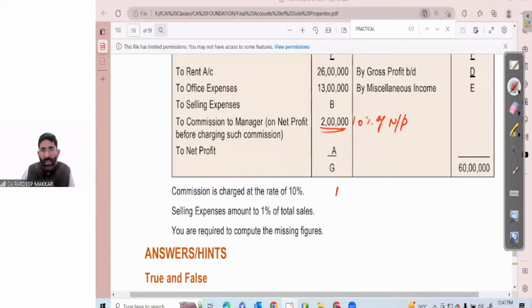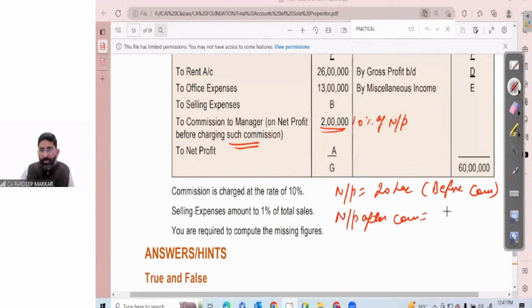So how much will be the NP beta? NP is equal to 20 lakhs. This NP is before commission, because he has already mentioned this is before such commission. If it is after charging such commission, then we have to make 110 by 10. So how much will be the NP after commission? That is 18 lakhs, because we will have to deduct this commission from it so that we can get this 18 lakh.